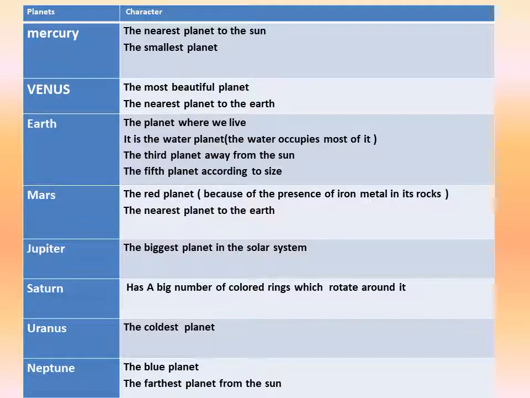Saturn. Saturn has a big number of colored rings which rotate around it. Uranus, it's the coldest planet. Neptune, the blue planet, and the farthest planet from the sun.